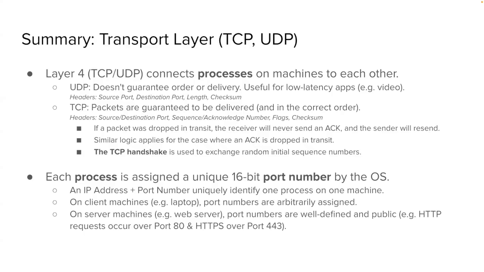Each process is assigned a unique 16-bit port number by the OS. So you have IP and then you have port to uniquely identify one process on a machine. On a client machine, for example your laptop, the port numbers are arbitrary. And then on a server, they are usually well-defined and fixed. For example, HTTP requests always go over port 80, and HTTPS goes over 443. This is needed because a lot of clients communicate with the server, so we should know which port we should be referring to every time.